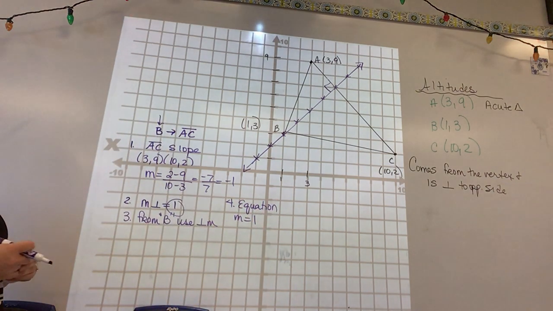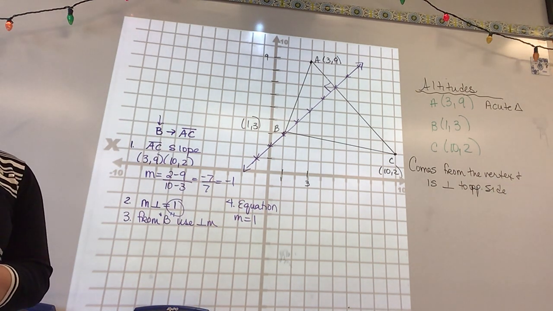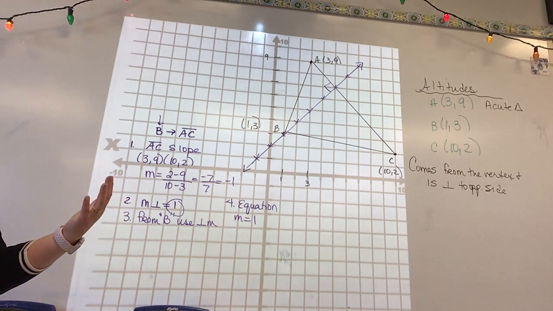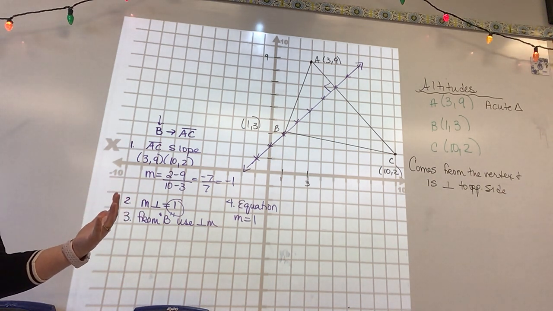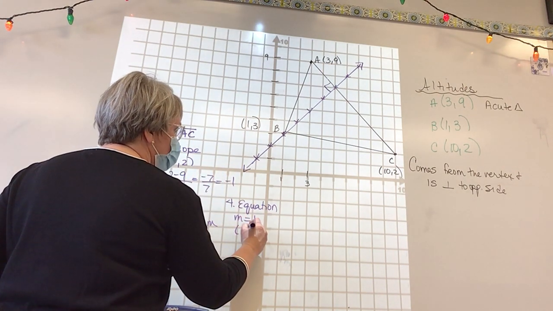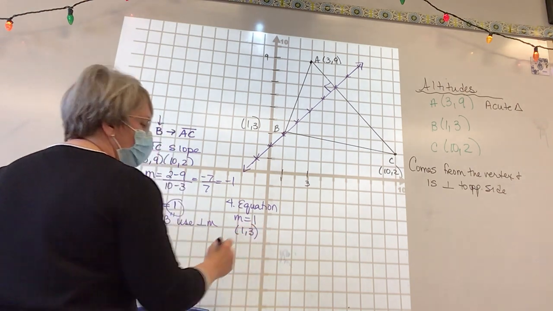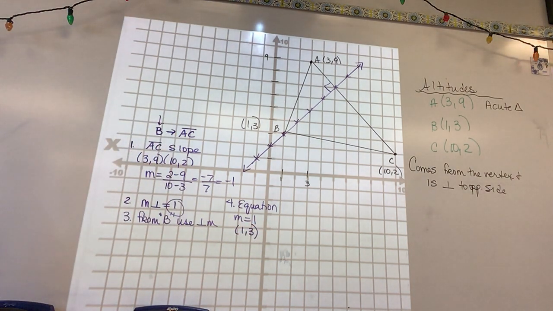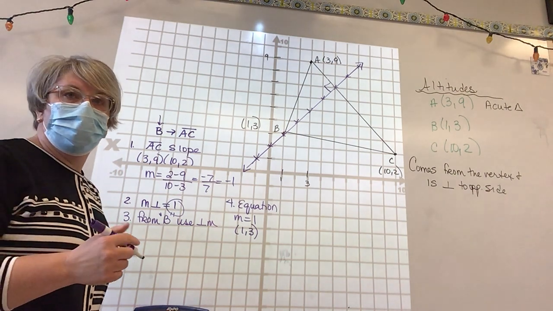And what's the point that my purple line, or whatever color you have, goes through? What vertex did it go through? B, which is 1, 3. Can somebody yell out the equation in point slope form?